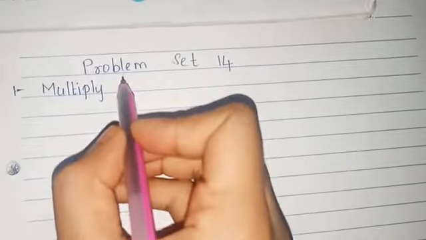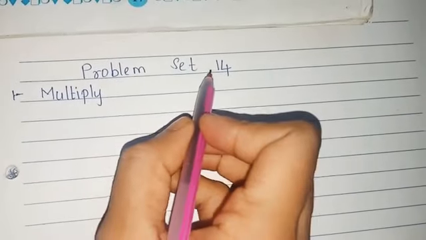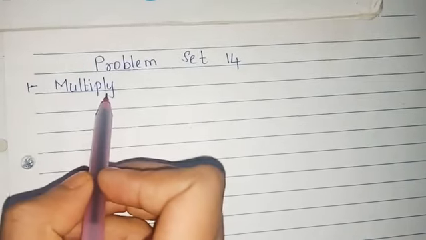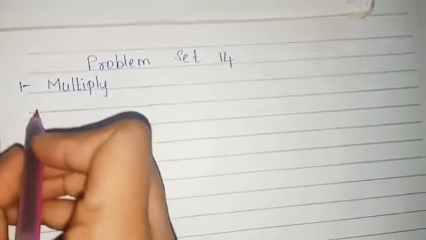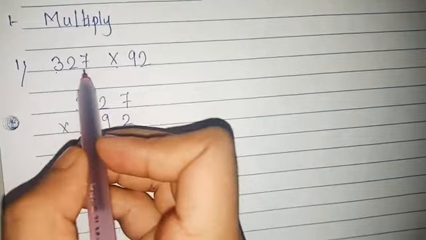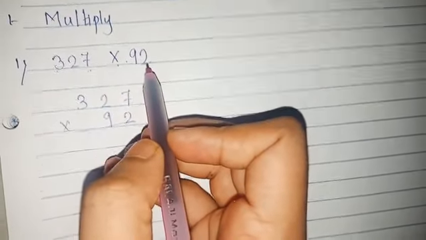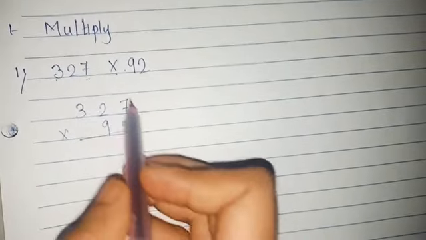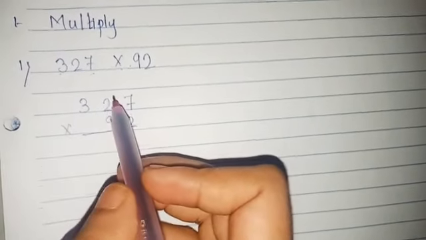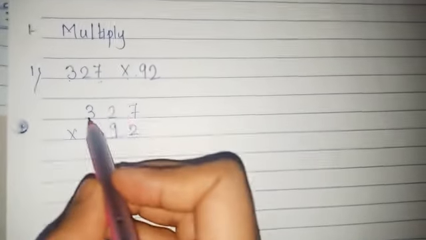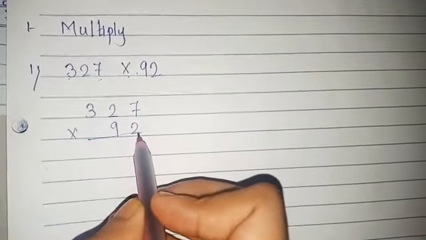Now we will do problem set number 40. Okay. First question is multiply. Question number 1 is 327 multiplied by 92. Okay. First we will arrange them in vertical form like this. Now we will multiply 327 by 2.